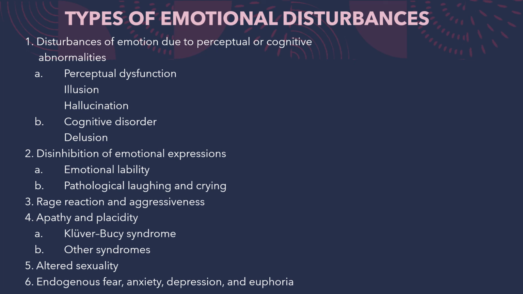So we will see some types of emotional disturbances. Disturbances of emotion due to perception or cognition. Perception dysfunctions are illusion and hallucination, and cognitive disorders are delusion and disinhibition of emotional expression like emotional lability, pathological laughing and crying, enraged reaction and aggressiveness, apathy and placidity. In this we have Kluver-Bucy syndrome and other syndromes, and altered sexuality, endogenous fear, anxiety, depression and euphoria. Out of all this big list, we are only interested in Kluver-Bucy syndrome.